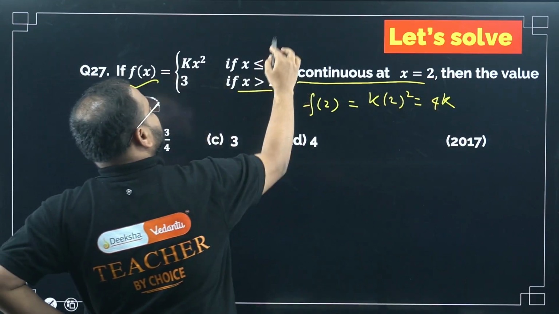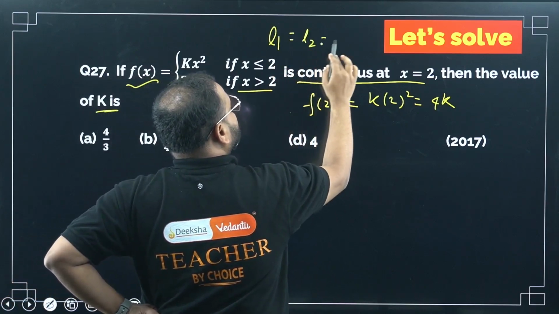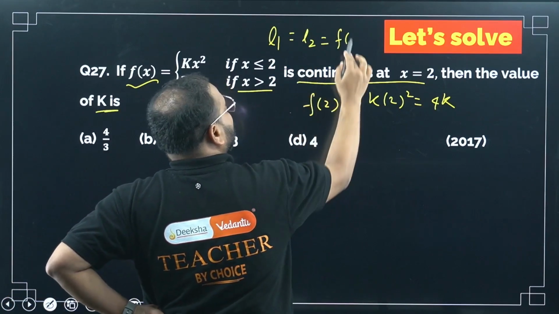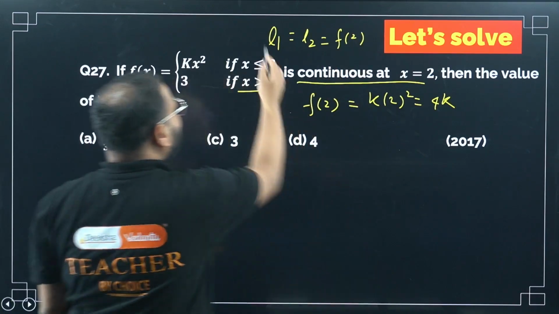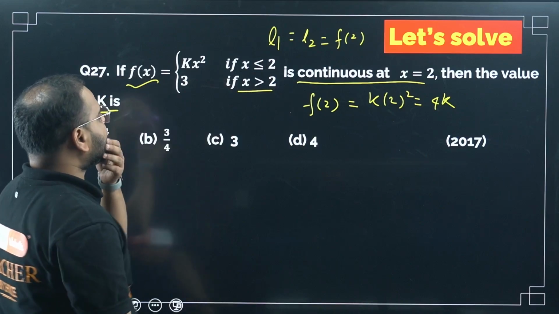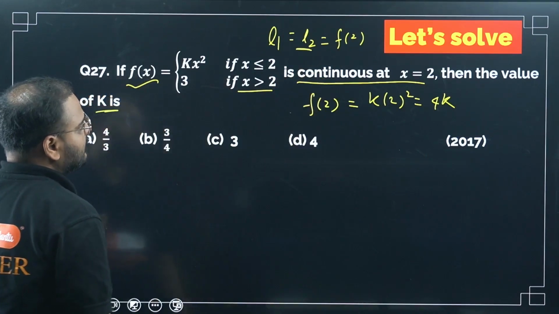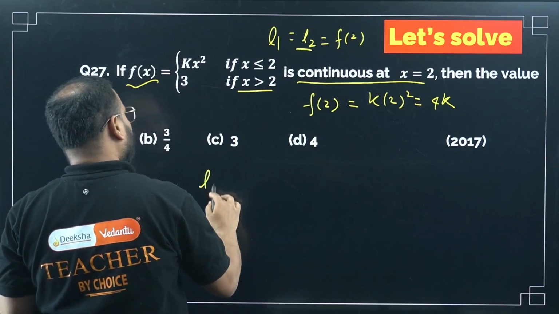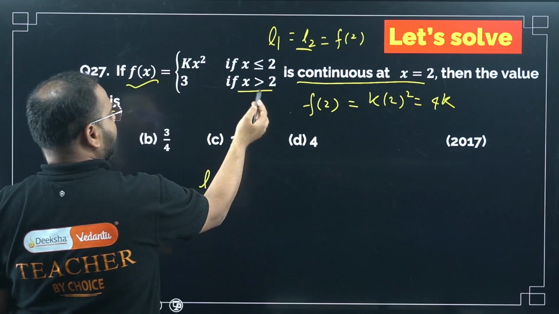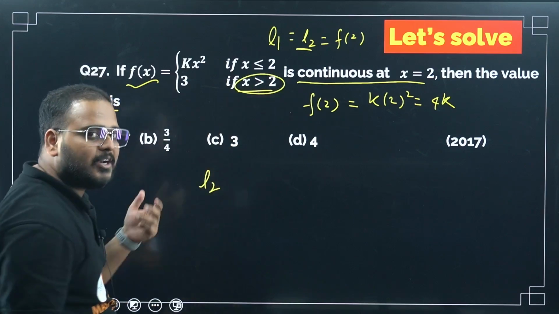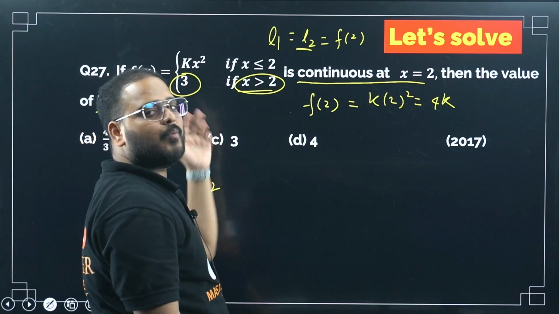Continuous means the left hand limit L1 equals the right hand limit L2 equals f of 2, the value at that point. So f of 2 is nothing but 4k. Let's find L2 quickly. What is L2 going to be? I'll use this function for x greater than 2. What is the answer? 3. Is there a variable in it? No.